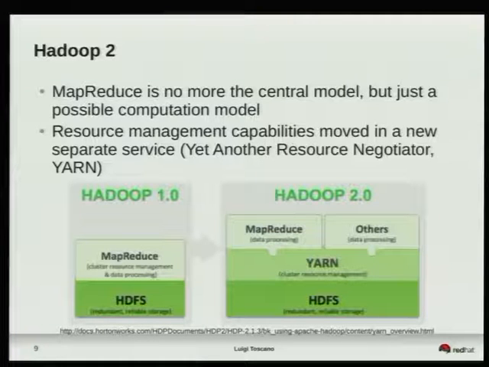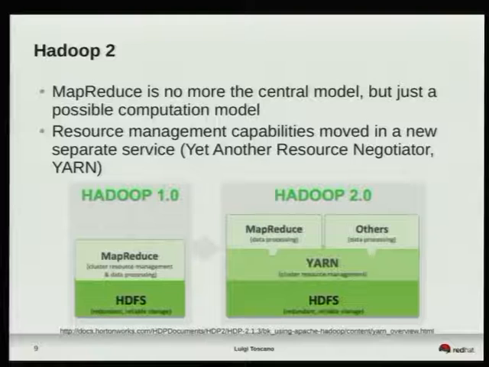And the idea is that, yes, you still have MapReduce as a possible computation model, but you can plug in other possible computational models here. So it's a more generic framework than before. And this is really still quite a new thing, even if it's almost 2 years. You can still find much documentation referring to the Hadoop 1 way of doing things.